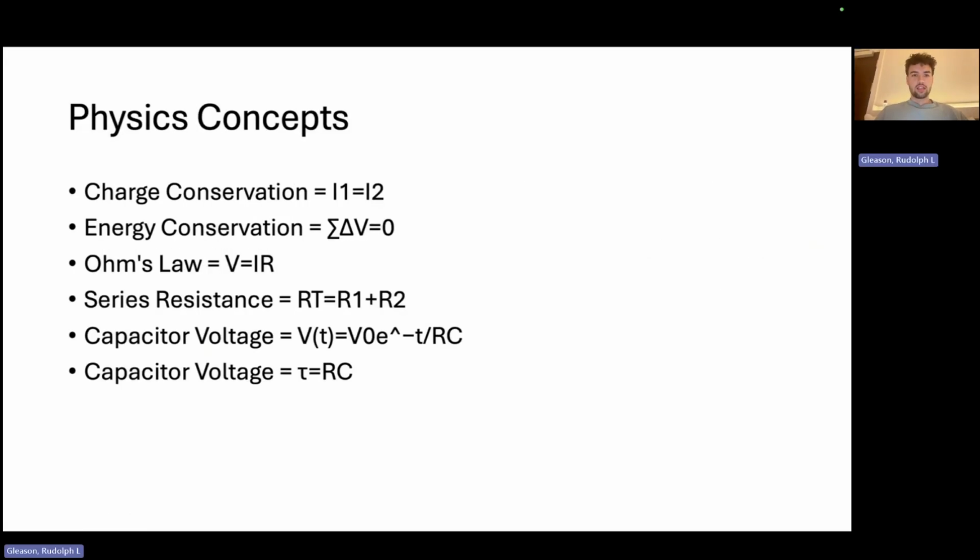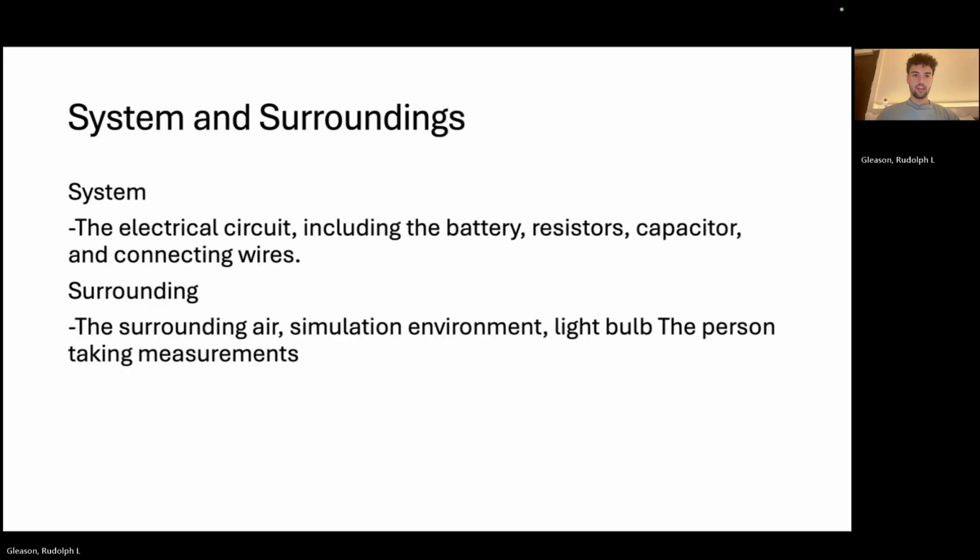Some of the physics concepts I used were charge conservation, where I1 equals I2; energy conservation, where the sum of all voltages equals 0; Ohm's law, which says voltage equals resistance times current; and series resistance, which is RT equals R1 plus R2. Capacitor voltage V(t) equals V naught e raised to the negative t over RC, and the time constant tau equals RC.